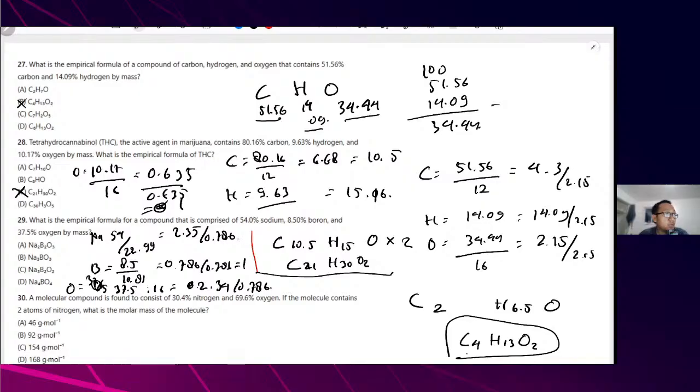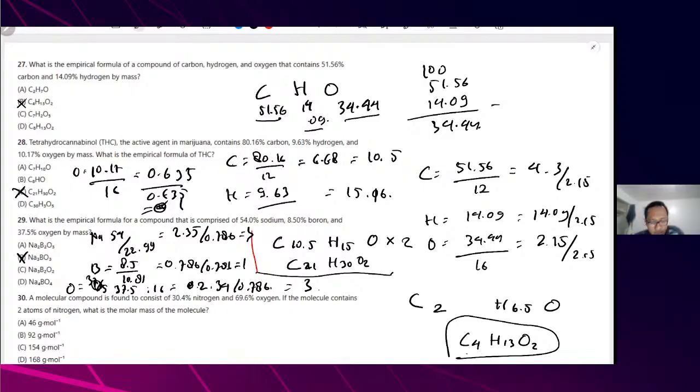How about this one? Let's do the calculation. 2.35 divided by 0.78 is 3. And how about this one again? It's around 3, I think. Same thing. So the answer should be Na3PO3. So the answer is B. Yeah, that's good.